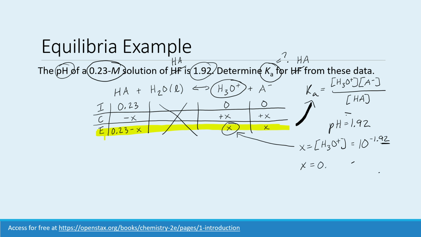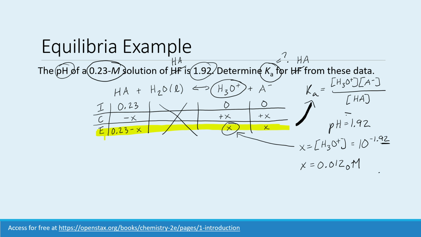Plug that into your calculator and you find that it is 0.0120. Remember, I subscript that last digit because it's not significant, but I want to carry it in my calculations until the end. We don't necessarily need units for calculating Ka values, but just know that X is going to be in units of molarity because these are concentrations.